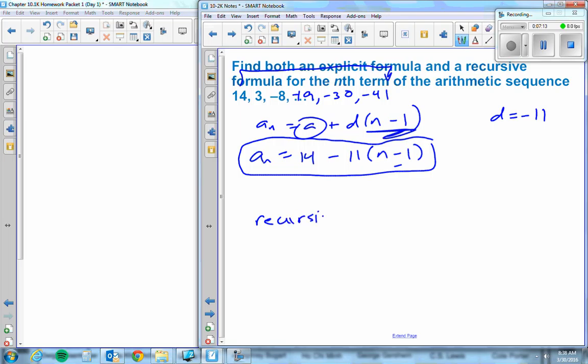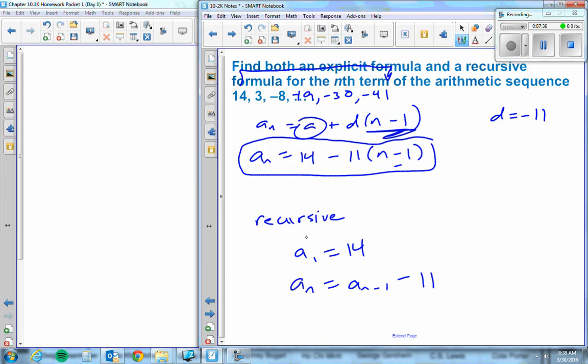All right, now the recursive formula, and I would label it. Recursive formula should be easy. There's 2 parts always. You need to know the first term, which is the 14. And then the actual recursive formula tells you how to get to the nth term from the previous term. Well, how did we get to each term from the previous term? And there you go. Isn't that what we did?